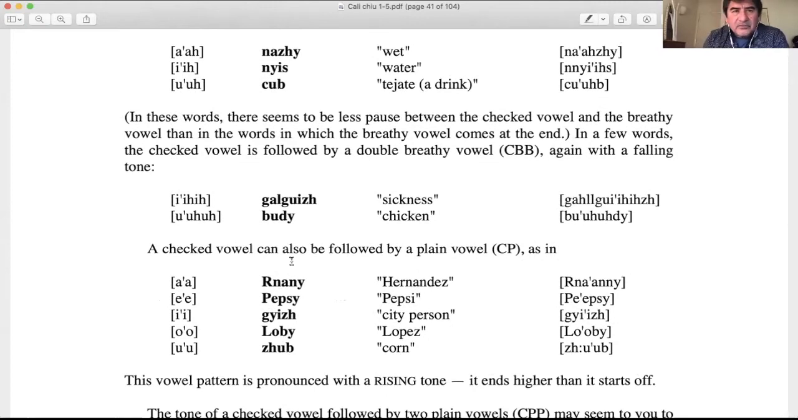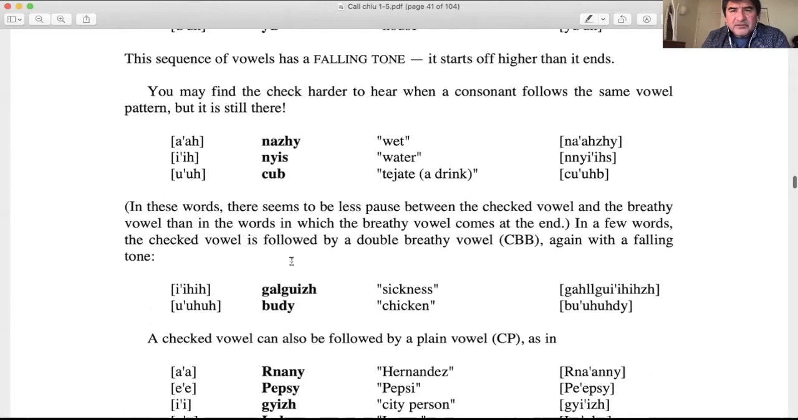Okay, so we have here "wet," which is a checked, breathy vowel. Ready to hear them and pronounce them? Here we go. Nash. Nash. Okay, one more time. Nash. Can you hear that stop and then the breathy release? Nash. Okay, water. Yes.